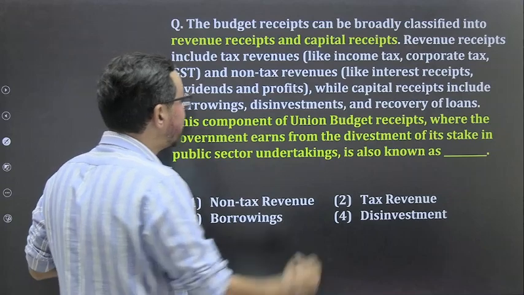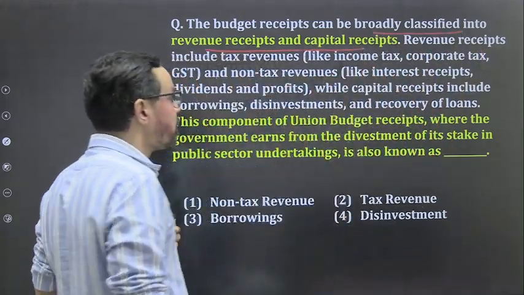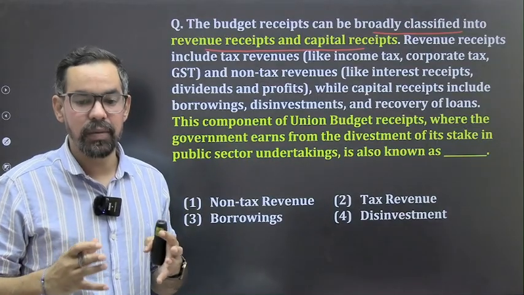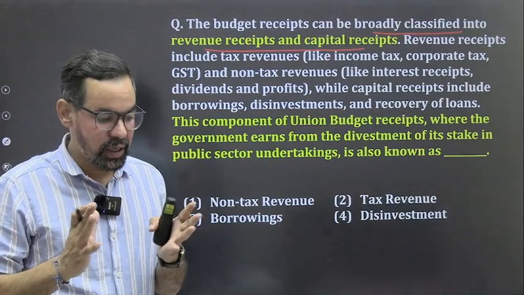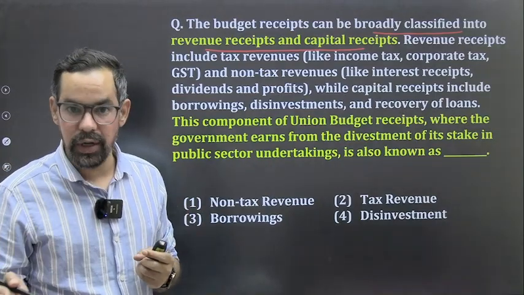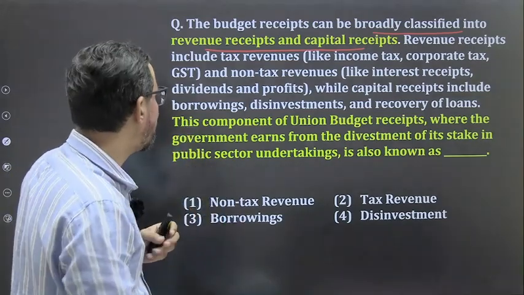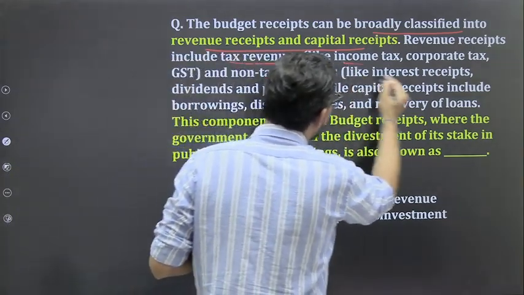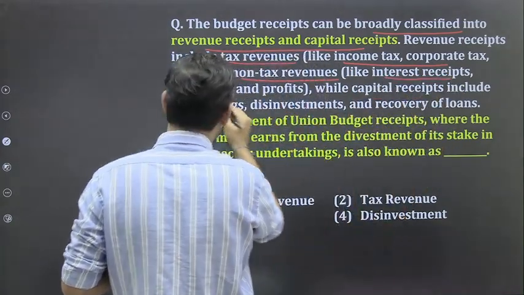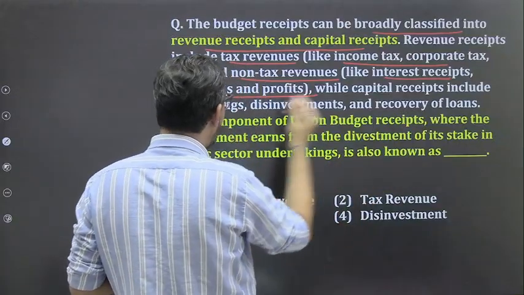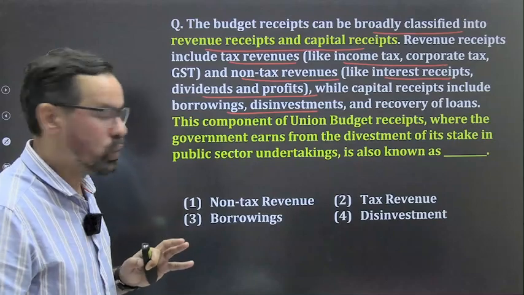Next one. The budget receipt can be broadly classified into revenue receipt and capital receipt. So we have two types of receipt in our budget. So revenue receipt, which is income generated by the government, can be further categorized into two parts: taxable and non-taxable, right? Capital receipt include borrowings of the government. Revenue receipt include tax revenue like income tax, corporation tax, and non-tax revenue like interest receipt. We have dividends, profit, and all. While capital receipt include borrowings, disinvestment, and recovery of loans.